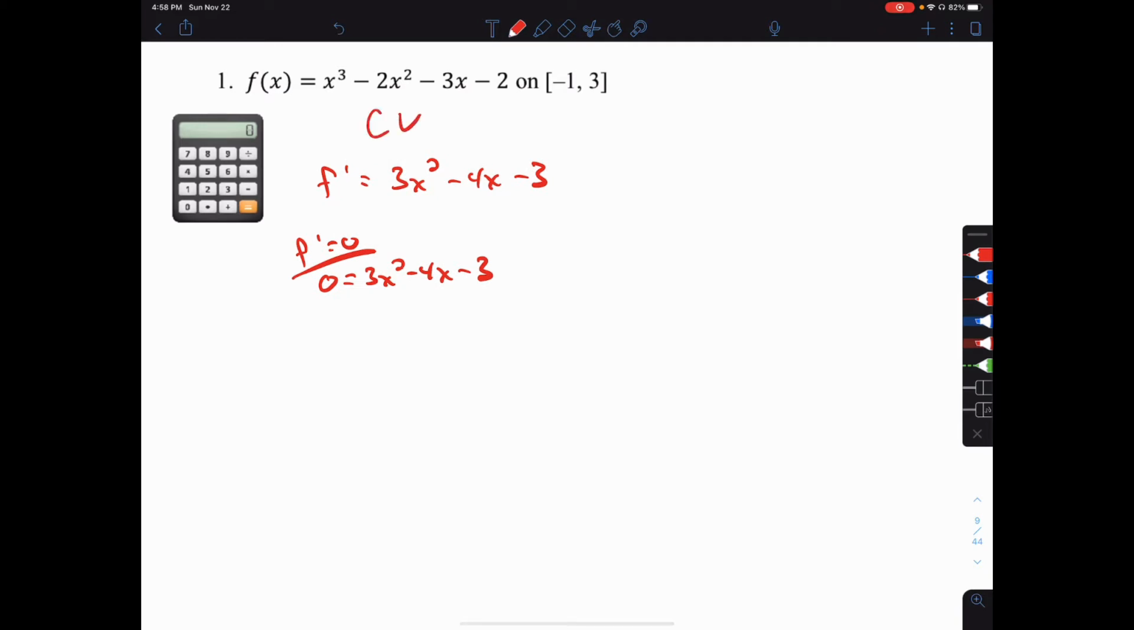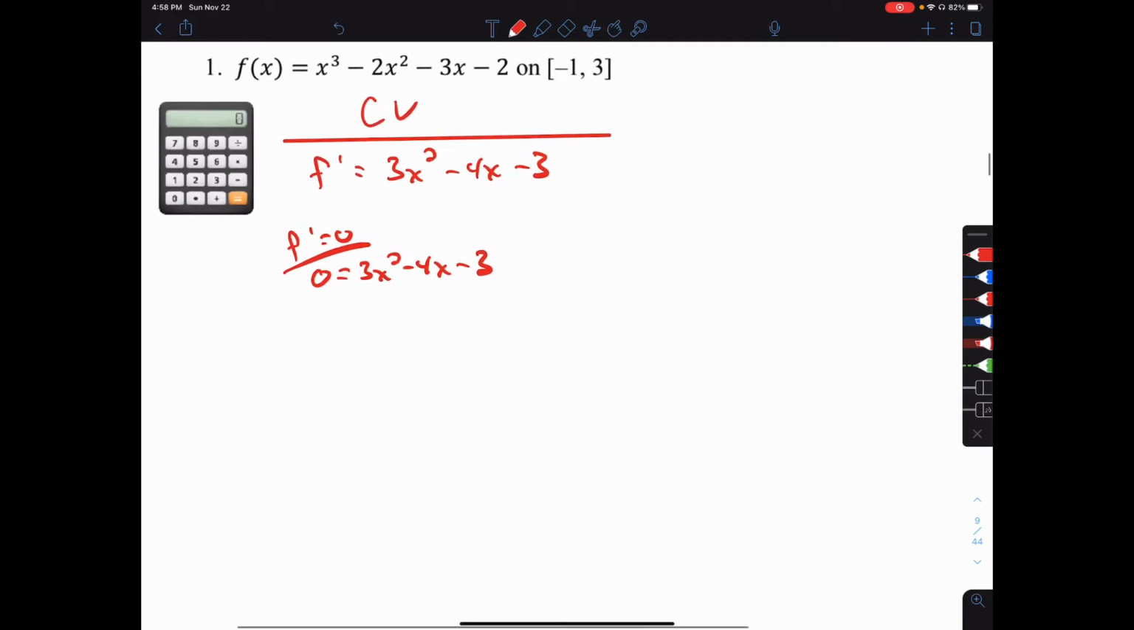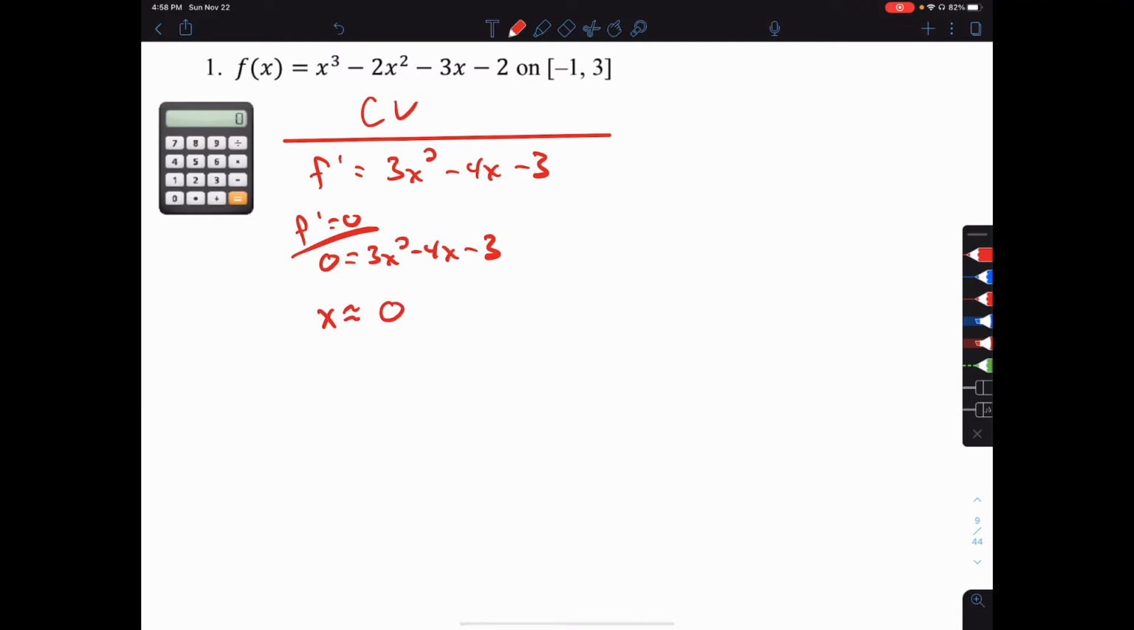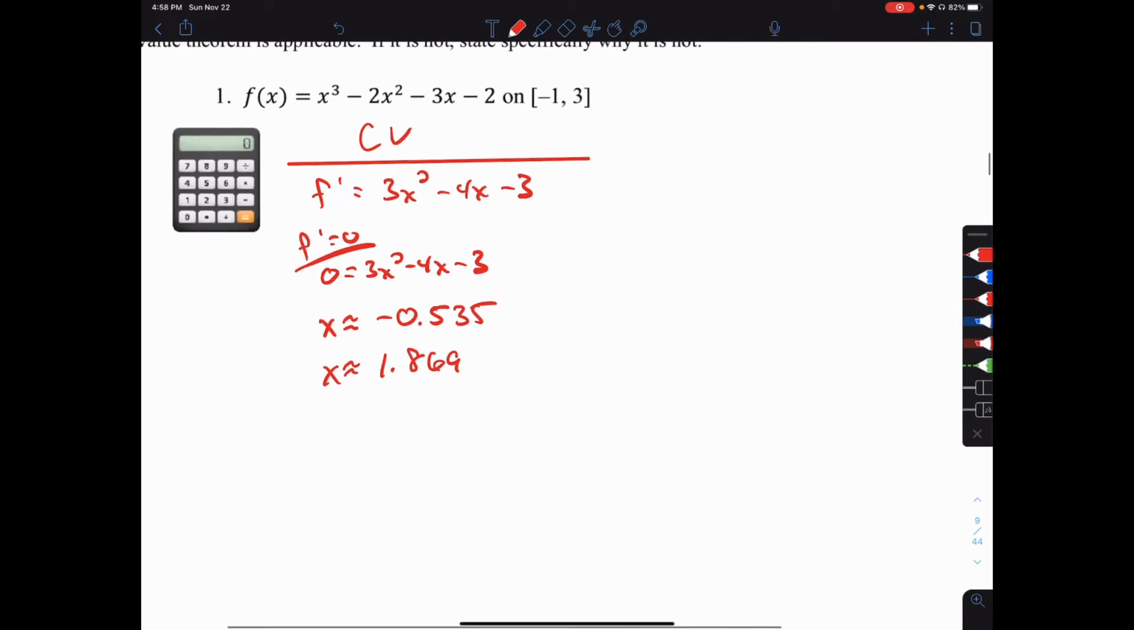These are the critical values, because the candidates test said we need to find critical values of the first derivative, and we need to find the end values of the graph. So according to the graph that I just had, this derivative crosses the x-axis at negative 0.535 and at positive 1.869. So we have 4 candidates. We have these end values and we have these critical values.